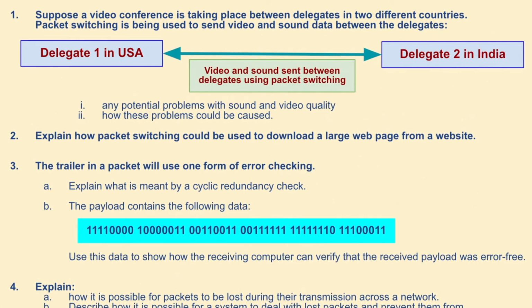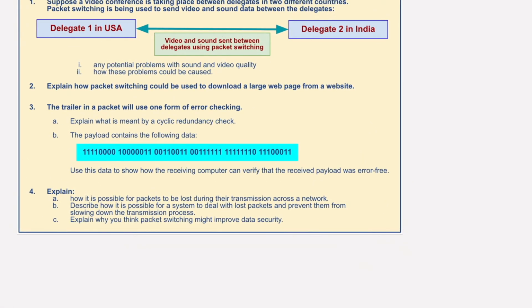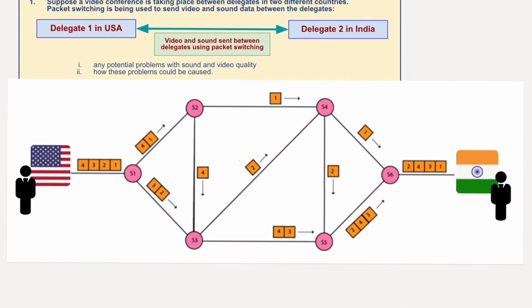Well, packet switching is a switching technique in which the message, or whatever is being sent, is sent in one go, but it is divided into smaller pieces, and they are sent individually. So if I move this out of the way a little bit and grab another image, we have the American delegate on the left and the Indian delegate, delegate 2, on the right, and we're going to be using packet switching. Packet switching is a switching technique in which the message is sent in one go, but is divided into smaller pieces and they are sent individually.